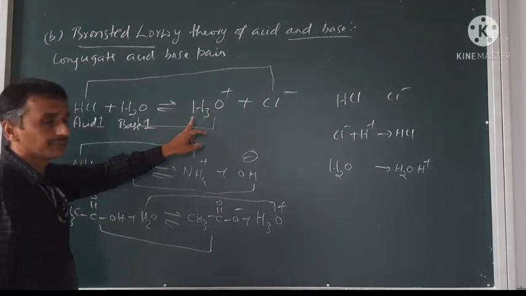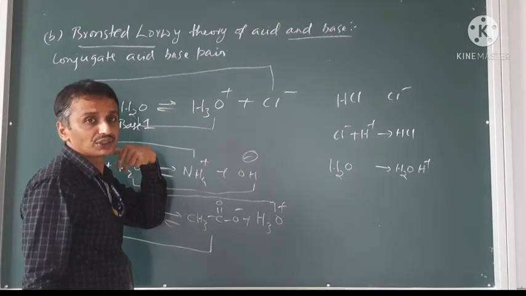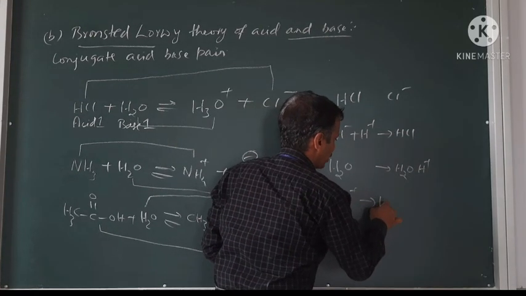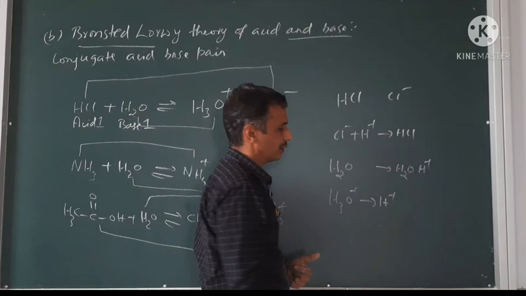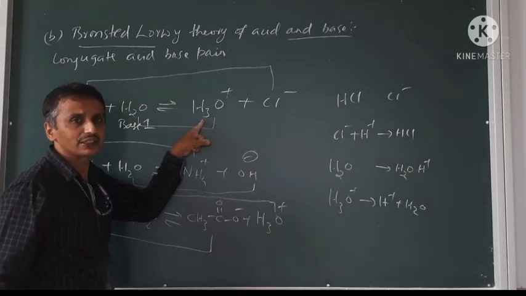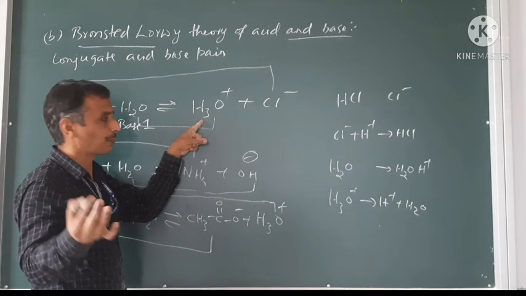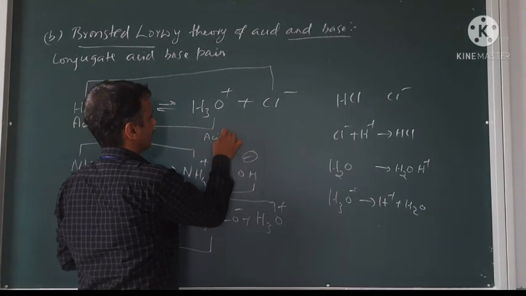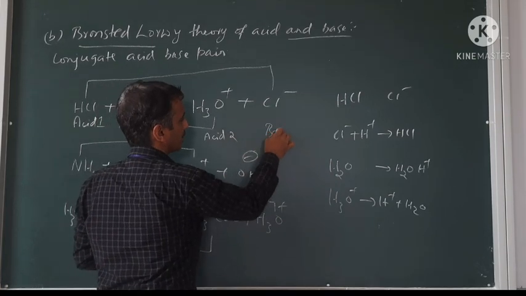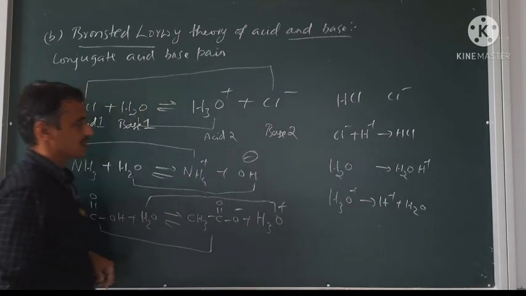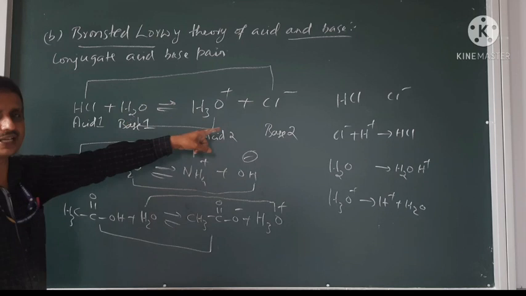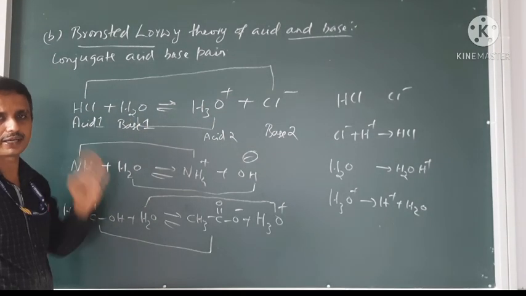Now what happens here? H3O plus can give one H plus, thereby becoming H plus and water. That means H3O plus can donate a proton, so it is acid 2. And Cl minus can take an H plus, so it is base 2. These are called conjugate acid base pairs.